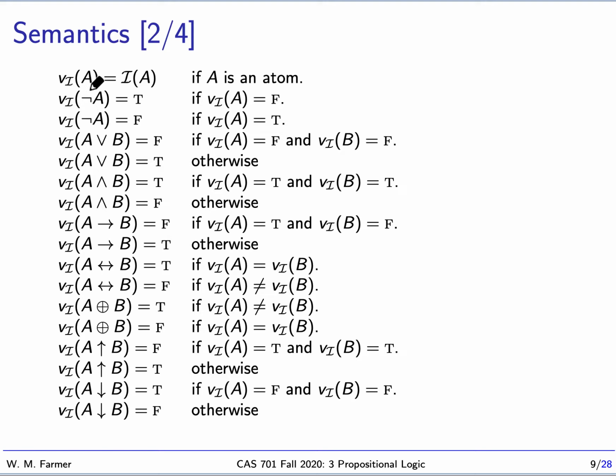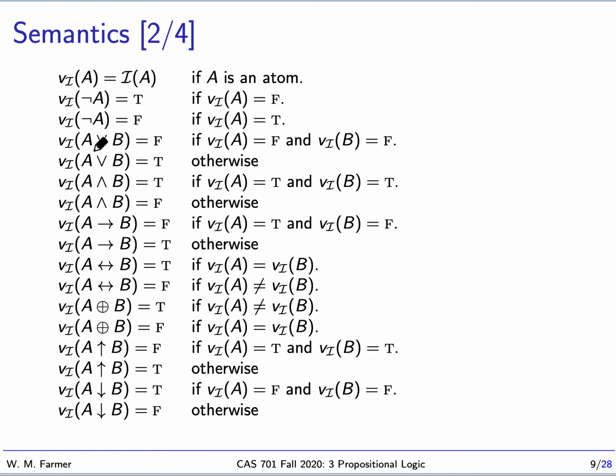The first rule says that if A is an atom, then the value of A under this interpretation will be whatever the interpretation gives A as a value. So that's going to be true or false. The next one says the value of not A will be true if the value of A is false. That's what we would expect. The value of not A will be false if the value of A equals true.